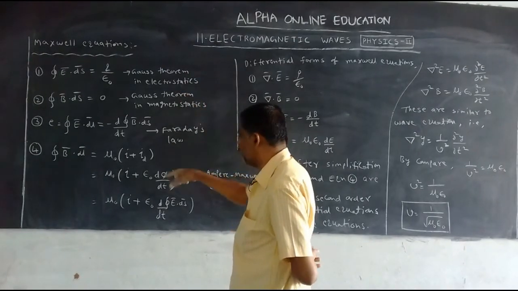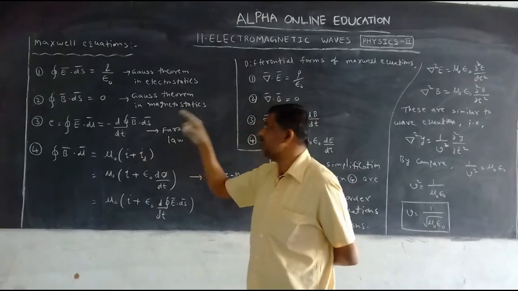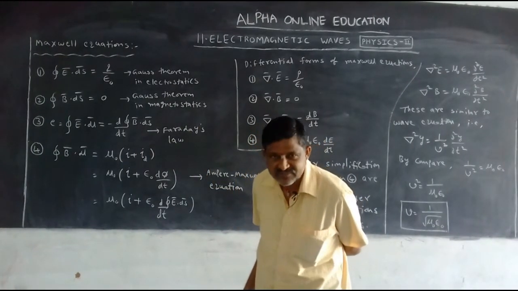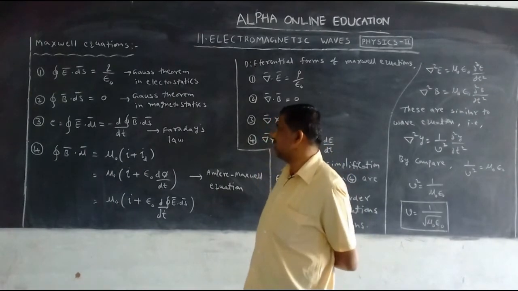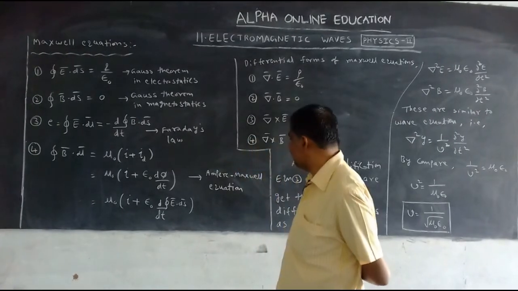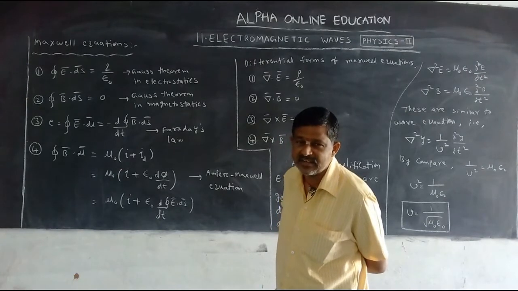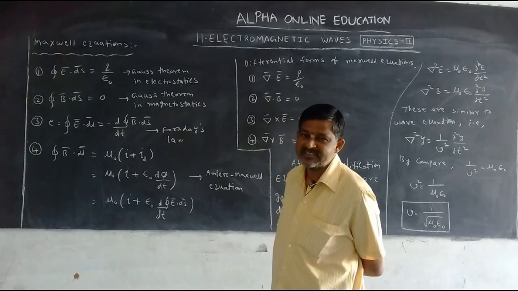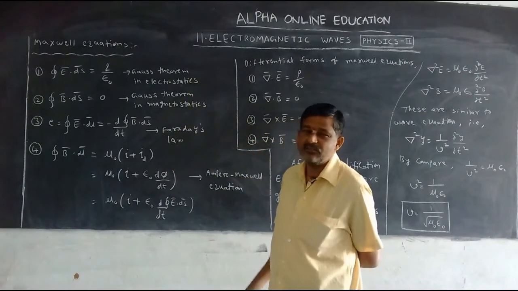These four are basic equations. These four equations are called Maxwell equations. Okay? Gauss theorem in electrostatics, Gauss theorem in magnetostatics, Faraday's law, and Ampere Maxwell equations. These four are called the Maxwell equations, and these four are the basic equations. But all are in the integral form.